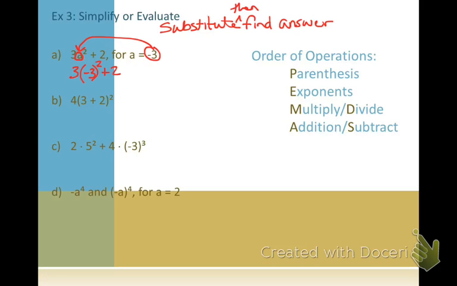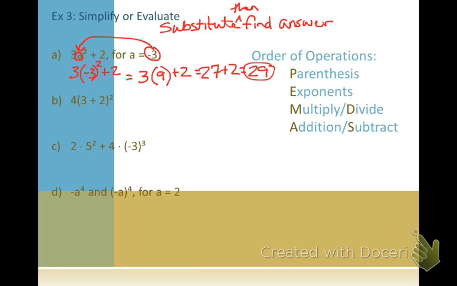Now we're going to do order of operations. Order of operations, again, is parentheses and then exponents. Well, the number inside the parentheses needs to have an exponent. So it's going to be 3 times negative 3 is 9, plus 2. And then we multiply 3 times 9, which is 27, plus 2, which equals 29.